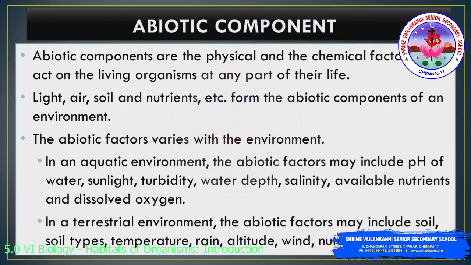For example, in an aquatic environment, the abiotic factors may include pH of the water, sunlight, turbidity, water depth, salinity, available nutrients, and dissolved oxygen. Whereas, in a terrestrial environment, the abiotic factors may include soil, soil type, temperature, rain, altitude, wind, nutrients, sunlight, etc. So likewise, the abiotic factor tends to vary with the type of environment.